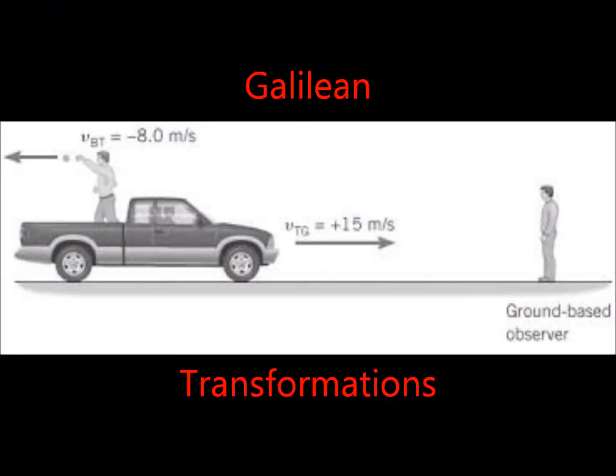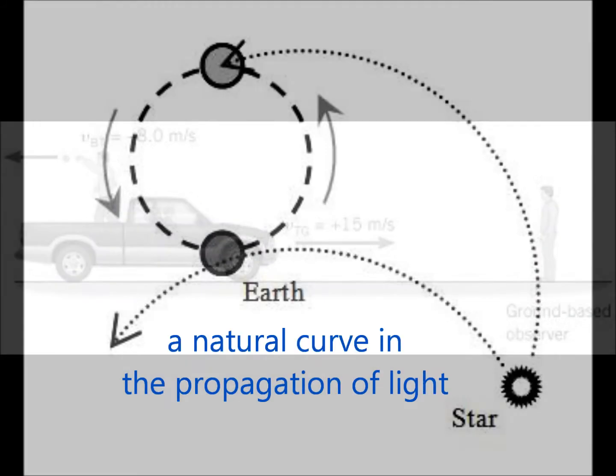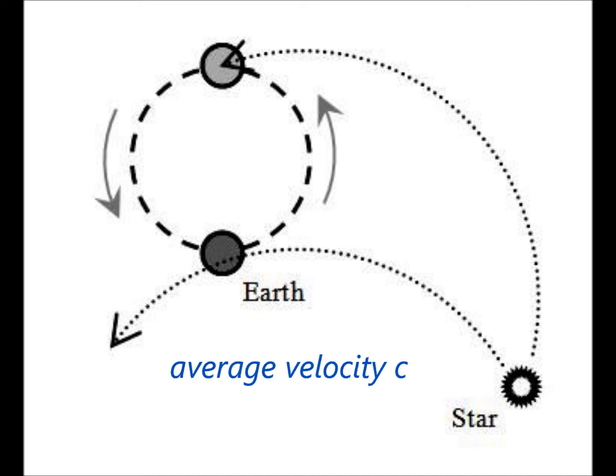Galilean transformations incorporate the intuitive notion of addition and subtraction of velocities. The addition and subtraction of speed holds true with force-free circular motions, but a natural curve in the propagation of light works as a variable so as to maintain average velocity at magnitude c. The Earth is pictured at two different points of its orbit as starlight travels from a distant star. Light trajectories are shown as two curved arrows originating from the star.